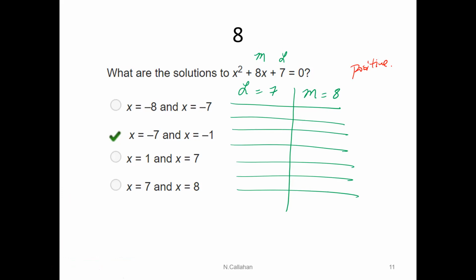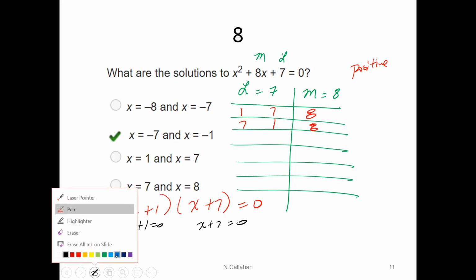So what times what gives you a 7? Those are the only two numbers I can think of. When I add them together, they both give me 8. And so what is my answer? X plus 1, x plus 7 equals 0. And then you have to separate them. So you have x plus 1 equals 0, x plus 7 equals 0.